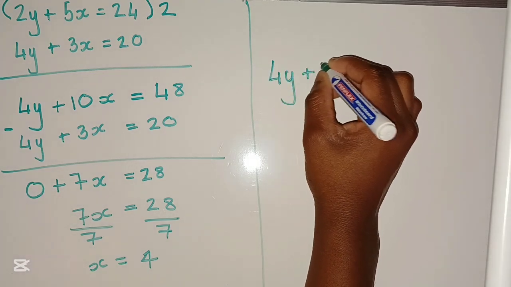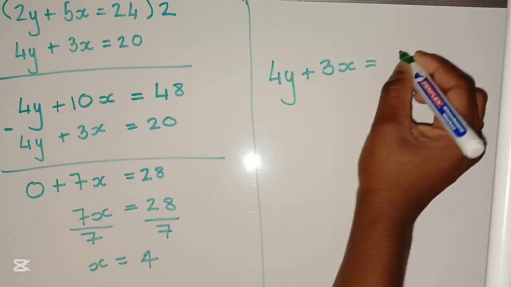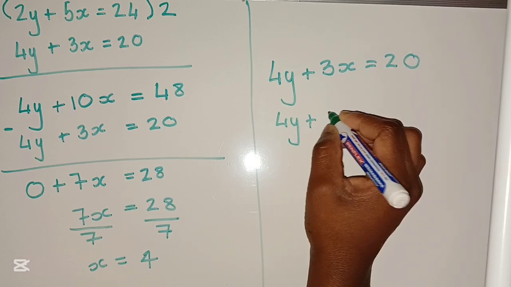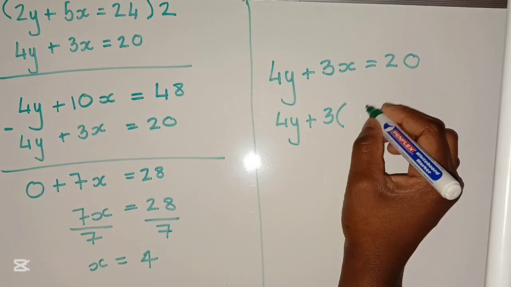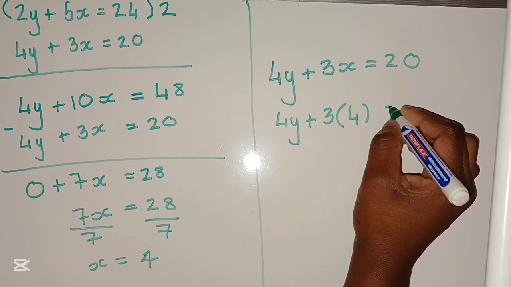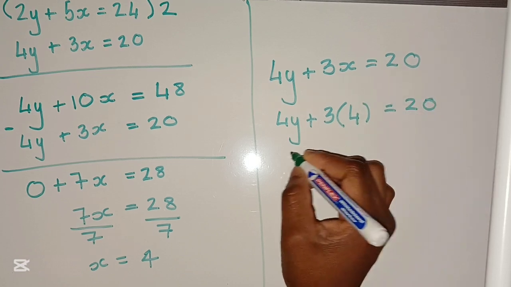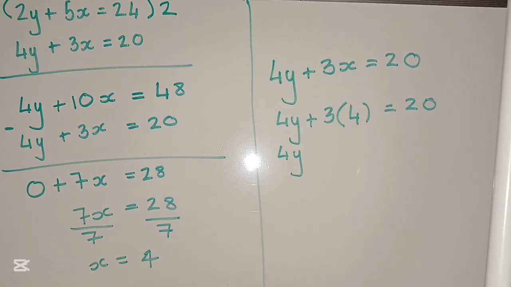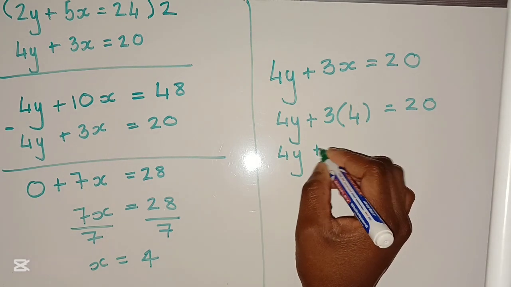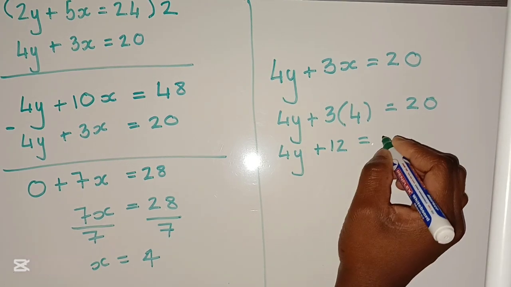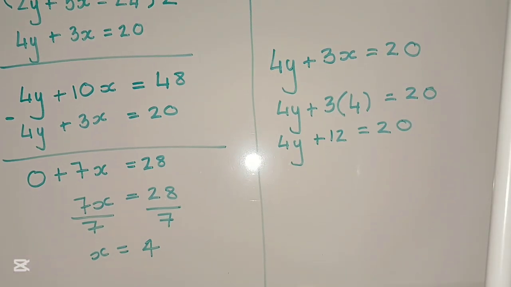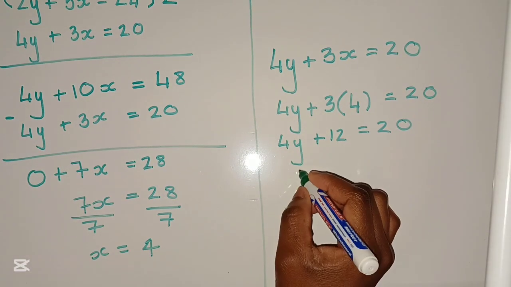4y plus 3x equals 20. 4y plus 3, the value of x is 4, equals 20. 4y, 3 times 4 is 12, equals 20. Let's isolate our variable y.